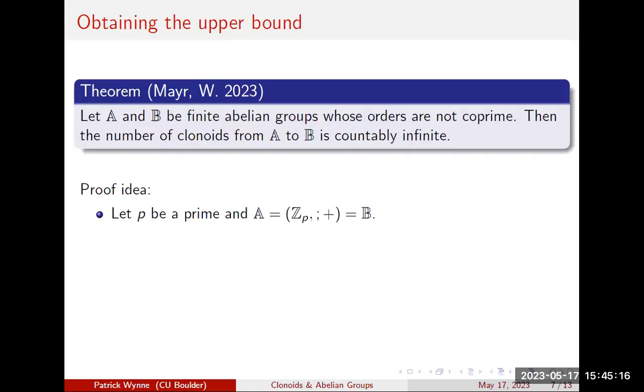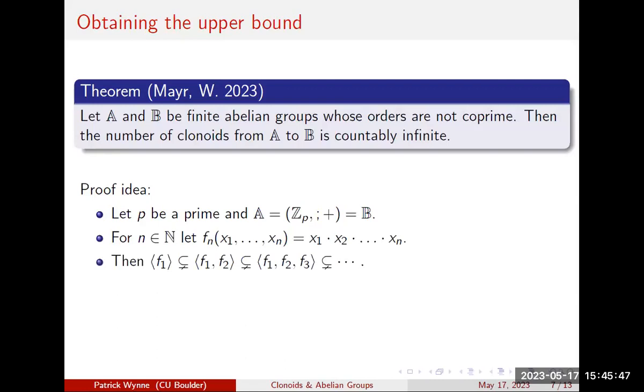Maybe I should mention that this special case of this theorem was already proven by Sebastian Kreinecker. So he characterized all of such clonoids between A and B, but I'll just use this subset to sketch the idea. So I'll define this function f_n, which takes in inputs x1 through xn and outputs the product x1 times x2 times up to xn, where this product is just the normal product on Zp.